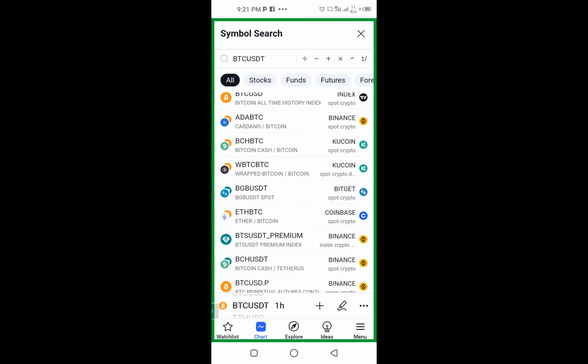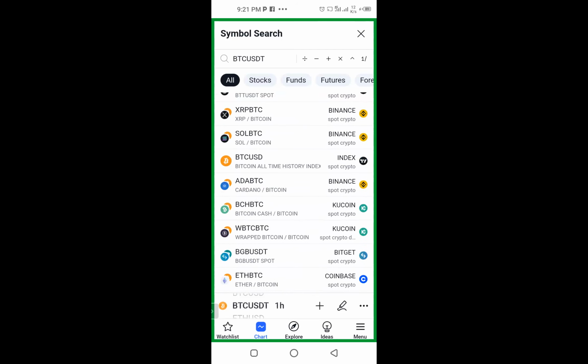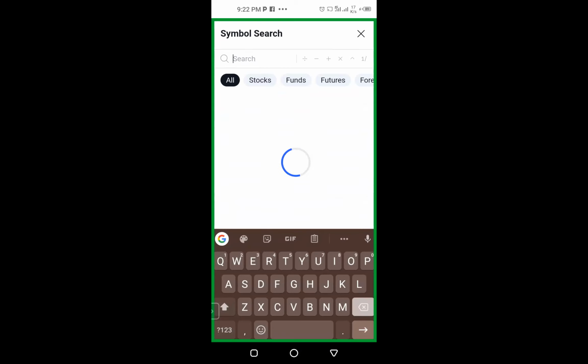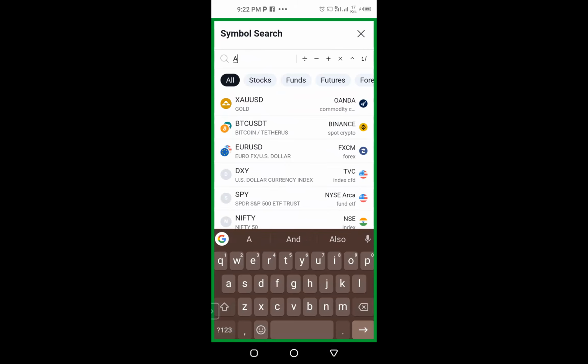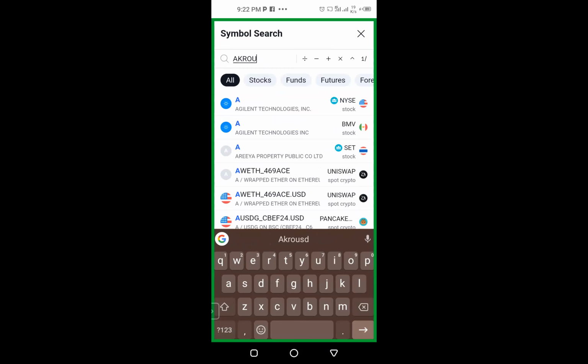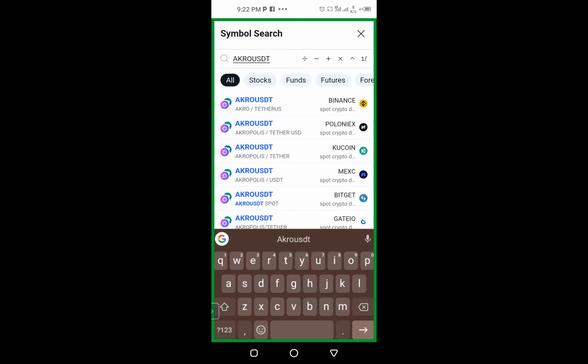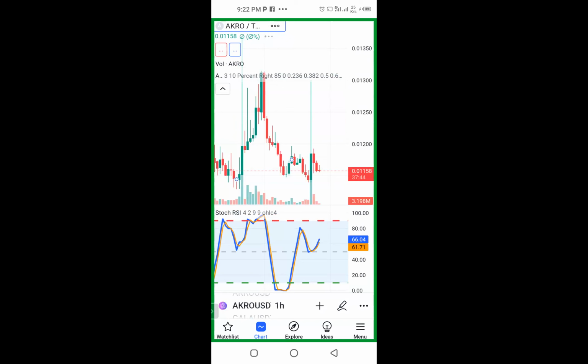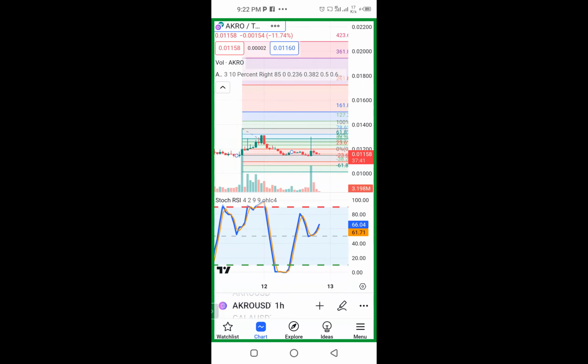Just type Acro USDT there, yeah? Okay, sir. You know how many things are there? If you scroll, you will spend the whole night scrolling. Just type that place you have BTC USDT. Just type Acro USDT. Don't scroll, you will just waste your whole time. Yeah, click the one for Binance. And that's how you can easily switch your coin.